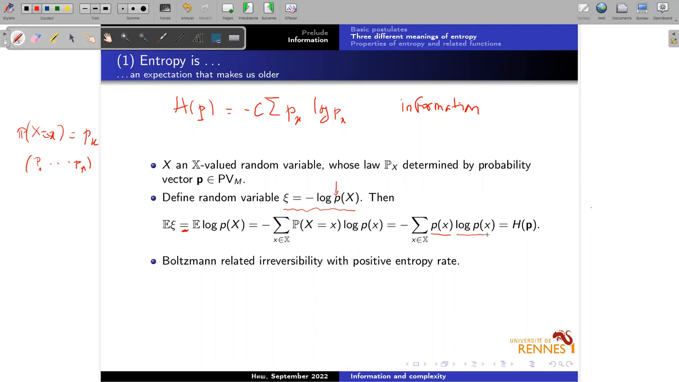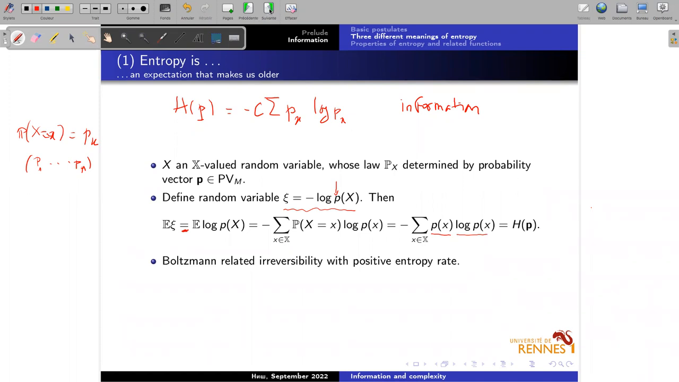And why am I saying that it makes us older? Because Boltzmann related this function with irreversibility. When this function is positive, it's essentially an irreversible process. And since life, for instance, is an irreversible process, otherwise there is no evolution, because life is an irreversible process, this expectation makes us older. So that's just a joke.